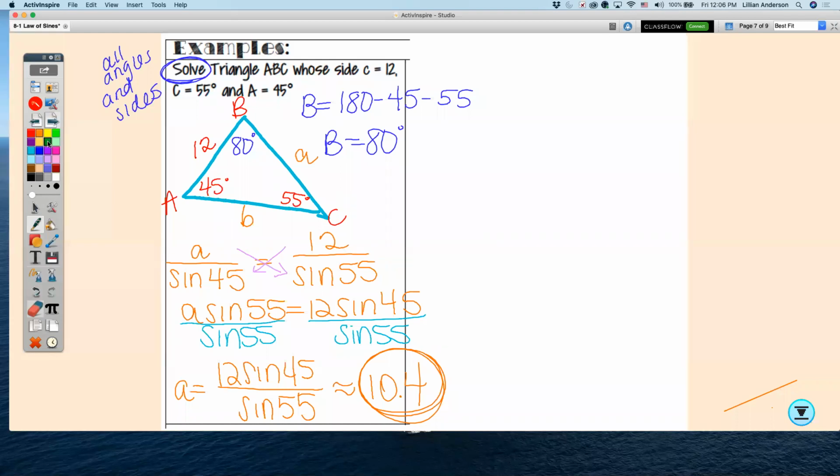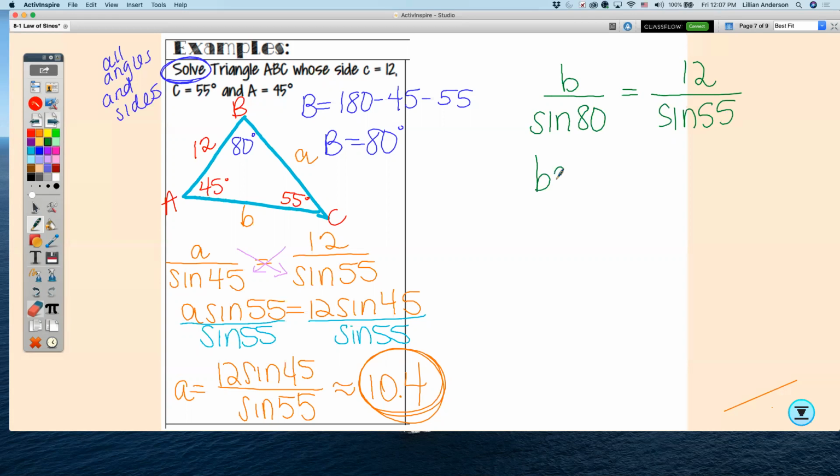All right, let's do B. I need side B, which means I need to put that over the sine of angle B, which we found to be 80. I'm going to set that equal to what? I could do either A or C, but C would be the better one because remember, we rounded A. And if we use a rounded answer, we're going to be further away from the actual answer. So I'll always use what's given. So that's going to be 12 over the sine of 55.